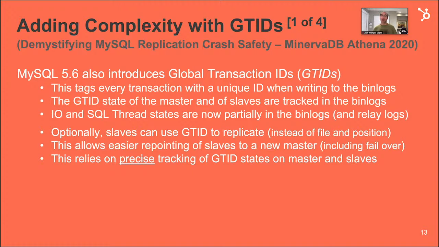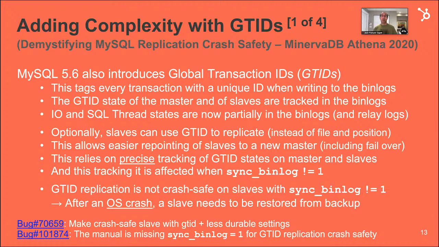Optionally, I don't advise you to do this, you can replicate the position of the SQL thread. With GTID you don't need the file and position anymore. So we can repoint after failure when things go wrong, thanks to GTIDs. This improvement relies on persisting the GTID state on the slave. Sadly, when you write your binary logs, you need to set sync bin log, for example. Otherwise, the state of a slave will be lost after an operating system crash.